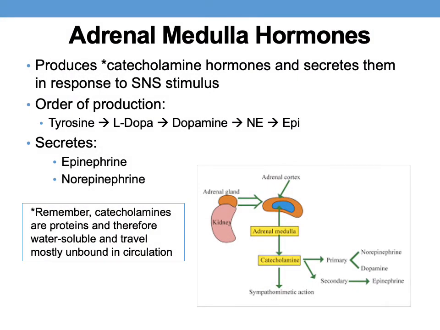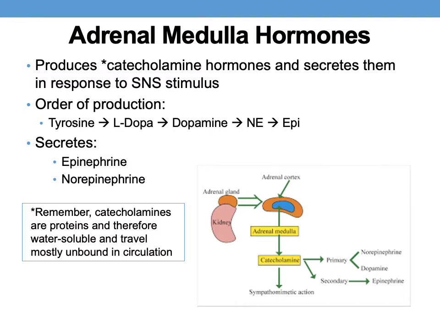The adrenal medulla hormones. It produces catecholamine hormones and secretes them in response to sympathetic nervous system stimuli. Catecholamine hormones are classified as proteins or polypeptides, so they have all the properties of a protein polypeptide. That means they are water soluble, so they can travel without being bound, and their receptors will be located on the target cell membrane.